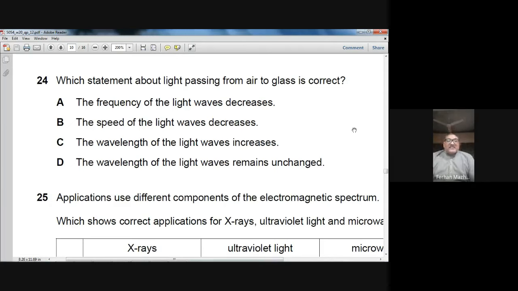If there will be a change in the speed, the wavelength will also change. If the speed becomes more, the wavelength will become longer. If the speed decreases, the wavelength will become smaller, and the frequency does not change. So the speed of the light wave decreases. That's the best option. Whenever light enters from air into glass, its speed decreases in the glass as compared to its speed in the air. So B looks the right option.